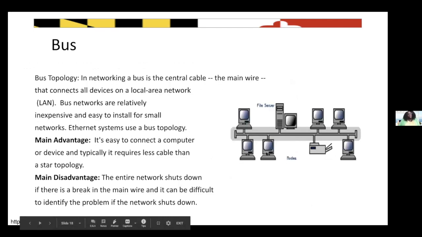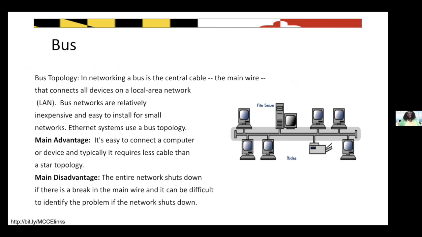So the bus topology is the central cable, the main wire that connects all devices on a local area network. They call it a backbone. And it uses a local area network, the LAN. Remember, we saw the word LAN, and now we see here how it's used. It's inexpensive and easy to install for small networks in a classroom, at home, a small office. So Ethernet systems use a bus topology. The main advantage is that it is easy to connect computers or devices. And typically, it requires less cable than a star topology. Because it will have that big wire, and then you just have the fewer ones that are going through it.